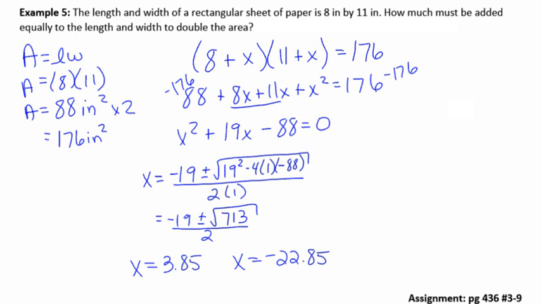So again, this is the length we're adding on to increase our area. So I can see right now this is going to be our reject answer. We're not going to add on a negative length in order to double our area. So that means we're adding on 3.85 inches to both dimensions.